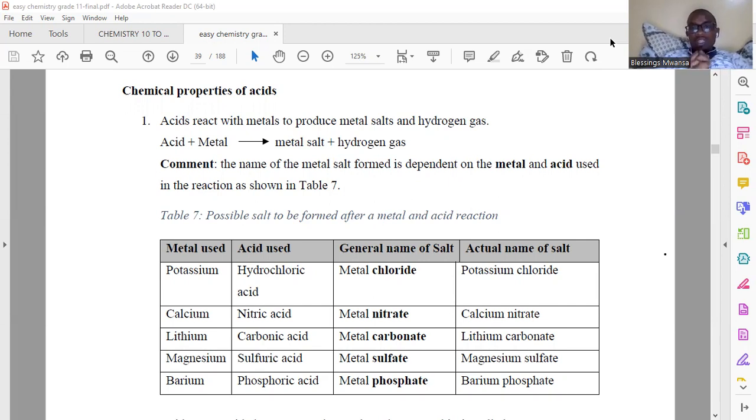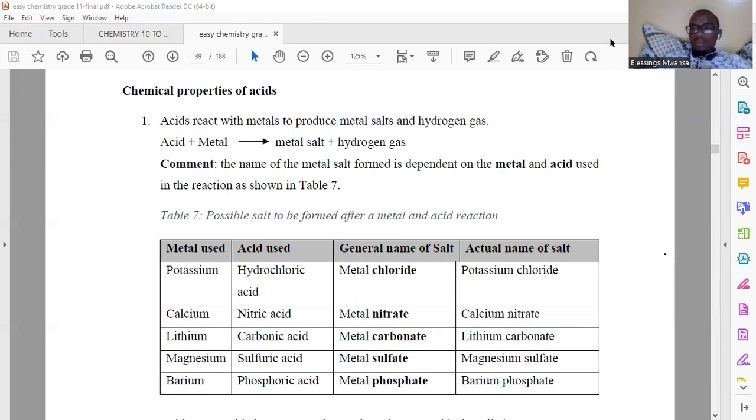We looked at the organic and inorganic acids. We described what a strong acid and a weak acid is. And we further went on and described the concentrated and a dilute acid. Then lastly, we looked at the physical properties of an acid. So as of today, we're going to focus on chemical properties of an acid.